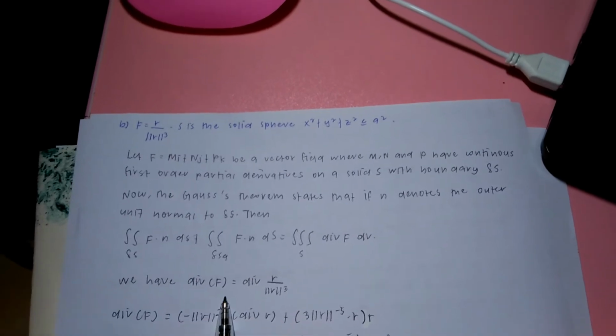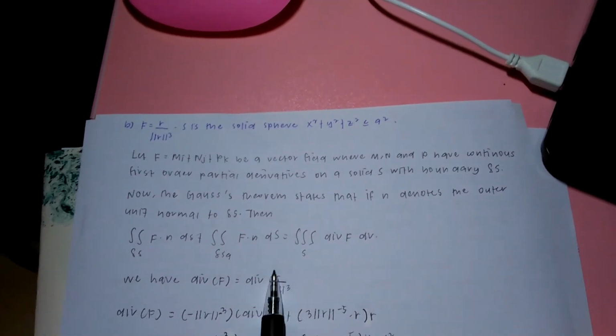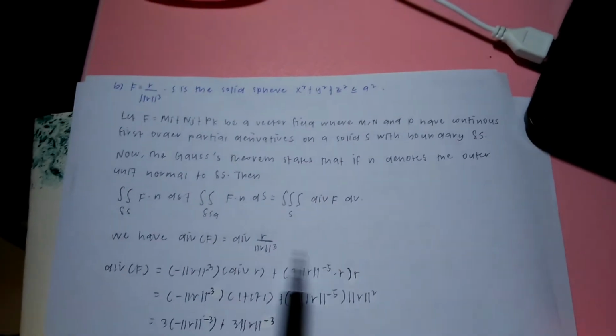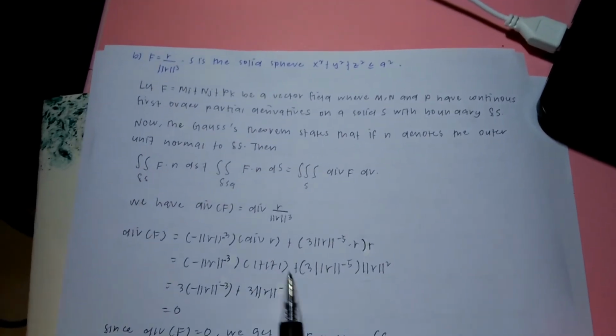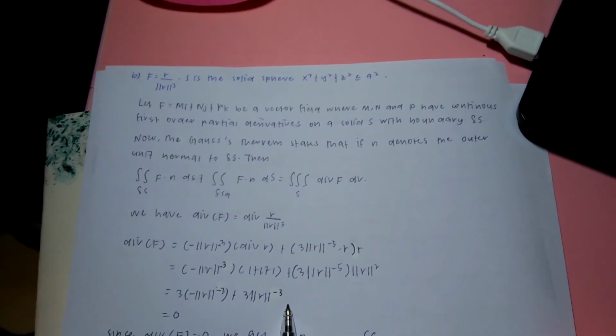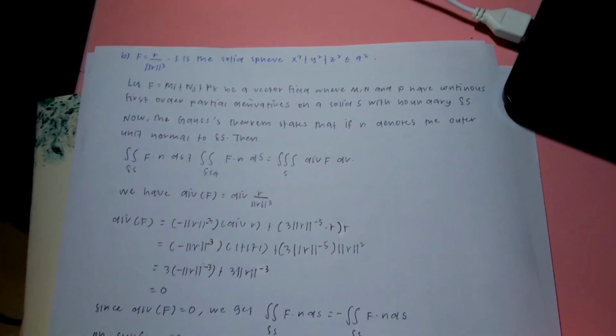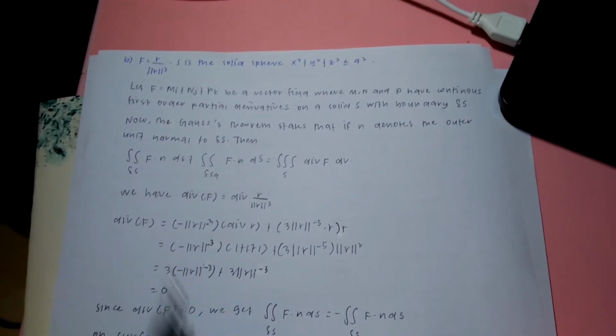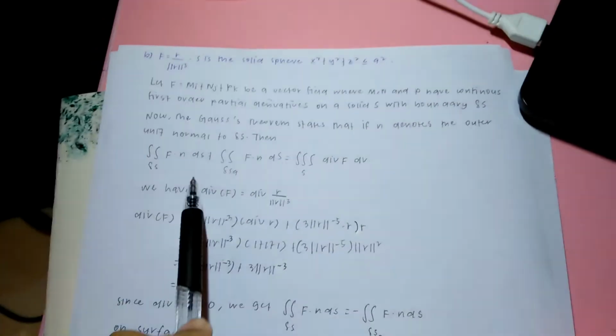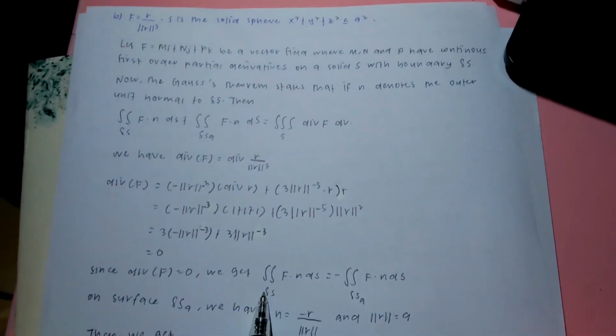So we have div F equals div of r over magnitude of r cubed. This is the same as question A, where we have to find the div F, and the final answer we get is 0. Since div F is equal to 0, we get this result.